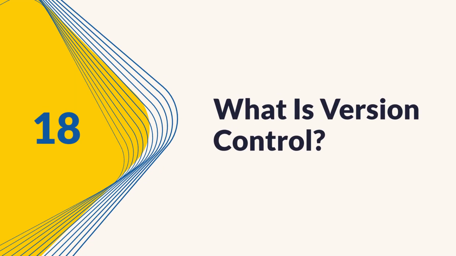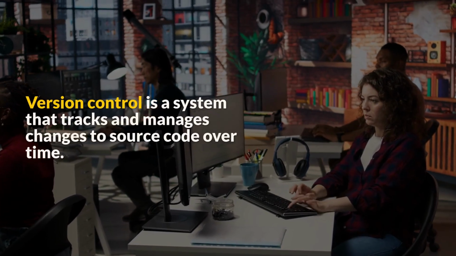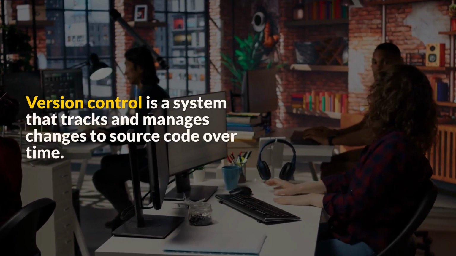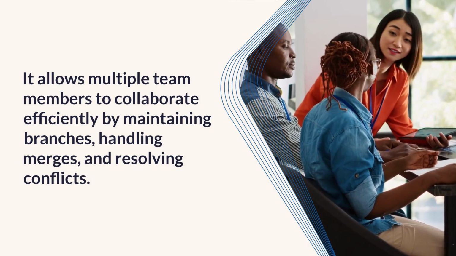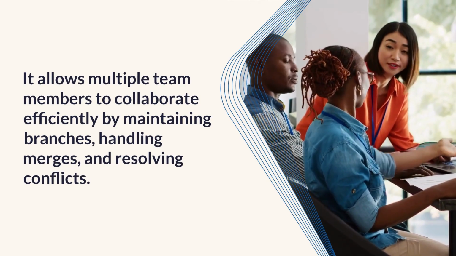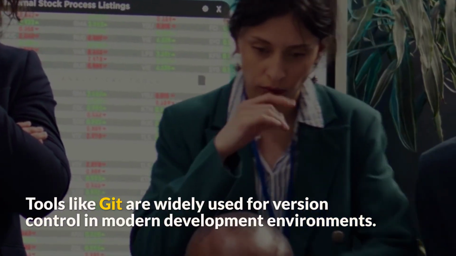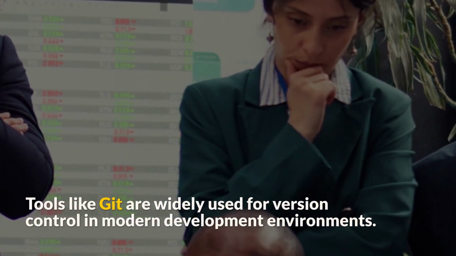18. What is version control? Version control is a system that tracks and manages changes to source code over time. It allows multiple team members to collaborate efficiently by maintaining branches, handling merges, and resolving conflicts. Tools like Git are widely used for version control in modern development environments.